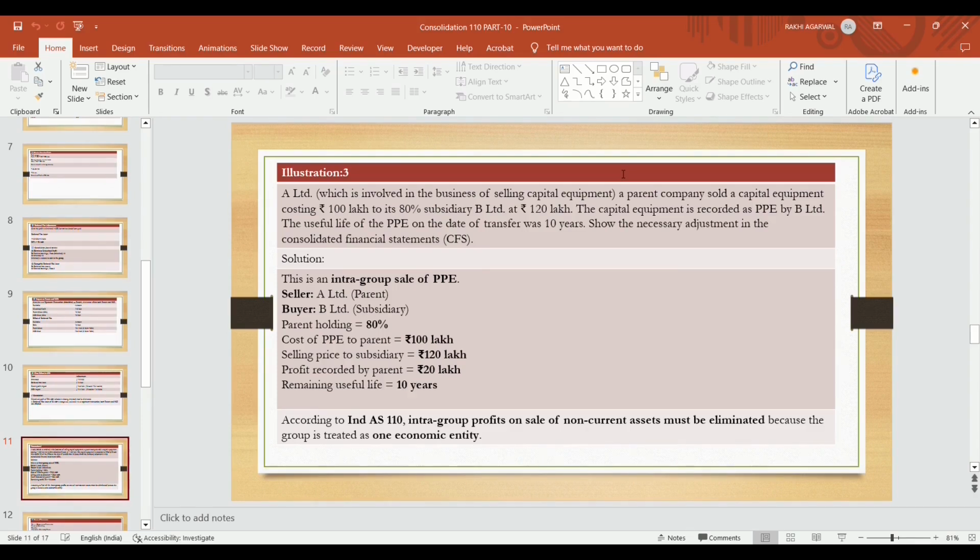Parent holding is 80%. Cost of PPE to the parent is 100 lakhs. Selling price to the subsidiary is 120 lakhs. Profit recorded by the parent is 120 minus 100, that is 20 lakhs. Remaining useful life is 10 years. According to Ind AS 110, intra-group profit on sale of non-current assets must be eliminated because the group is treated as one economic entity.